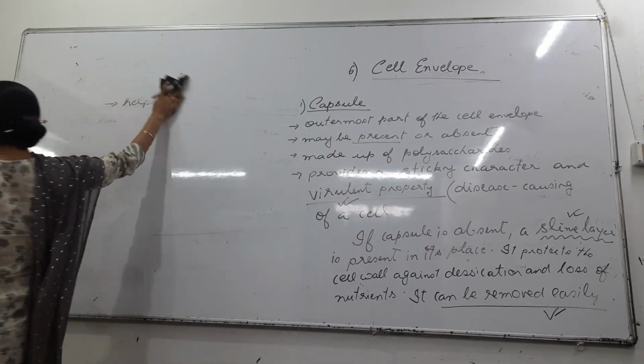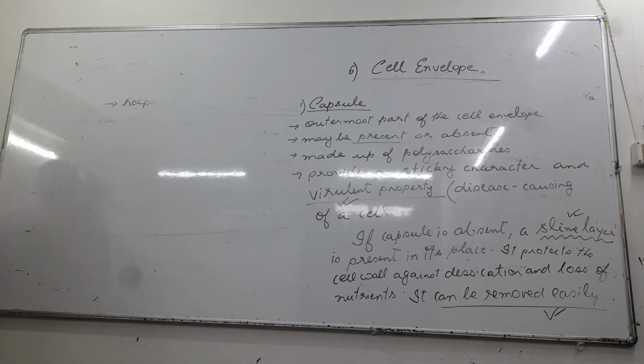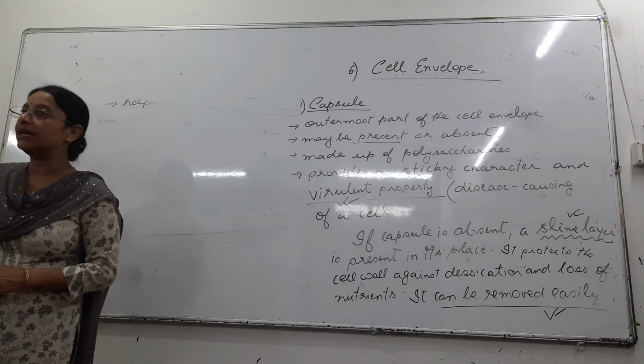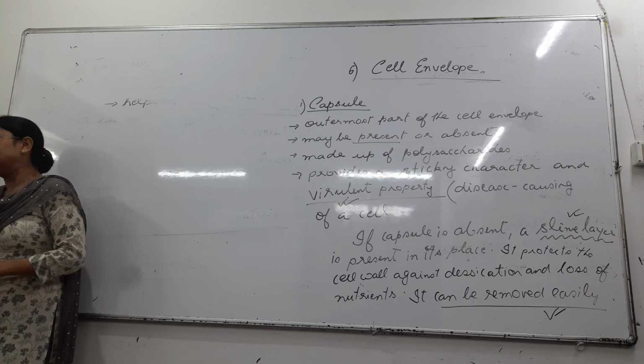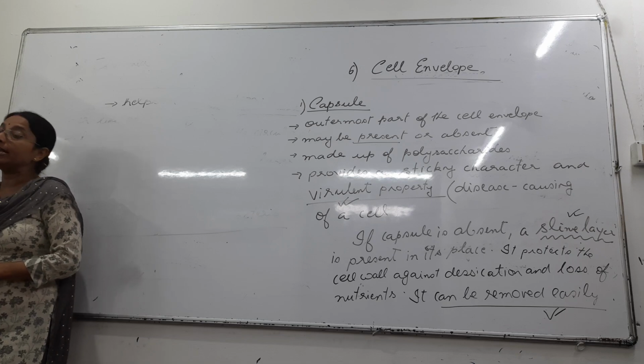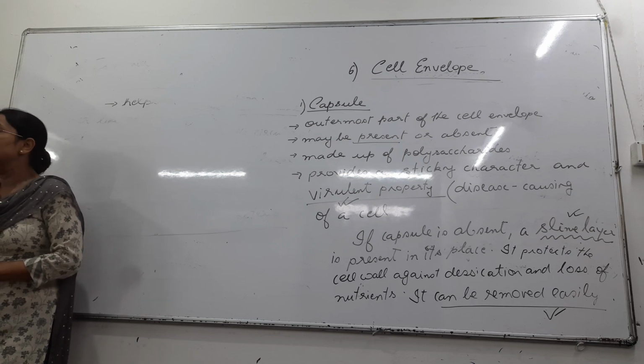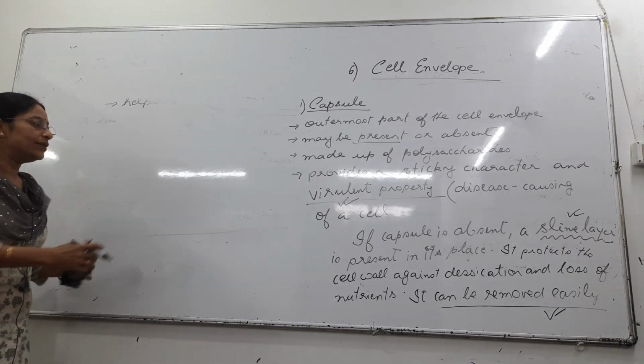So we are talking about the cell envelope. Cell envelope or last layer, what do we call it? Capsule, right? Now when we talk about the capsule, not necessary each and every bacteria will have a capsule. In some bacteria the outermost layer capsule may be present, in some it may be absent. If it is absent, then outside the cell wall there will be a slime layer. Is the point clear?